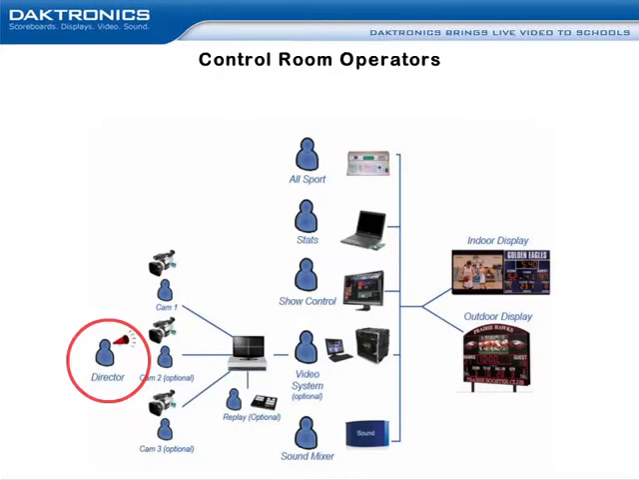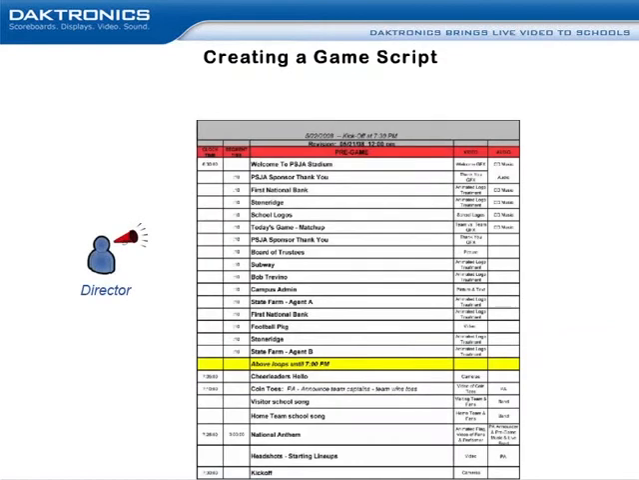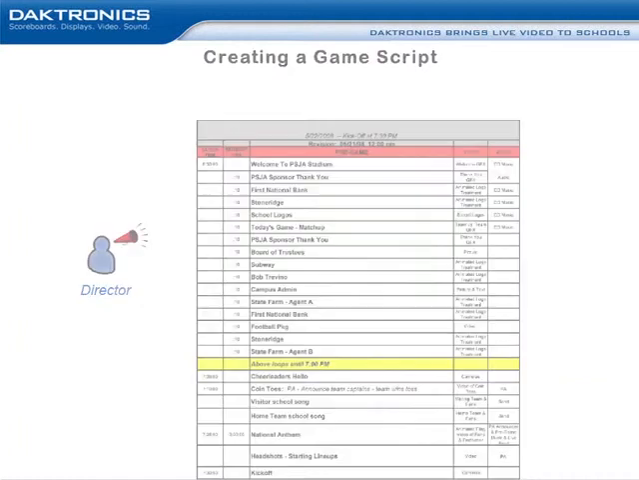But before the director can begin calling the shots, the event must be pre-produced. In order for the director to efficiently call the show, it is helpful for him to create a game script to ensure each operator task happens at the correct time during the event. Here is a sample of what a typical game script might look like.